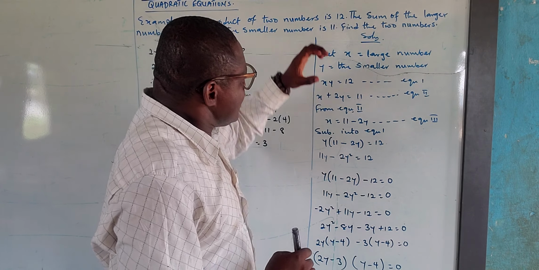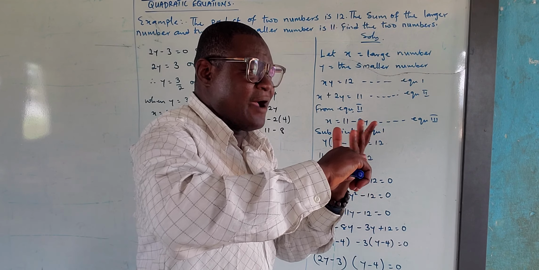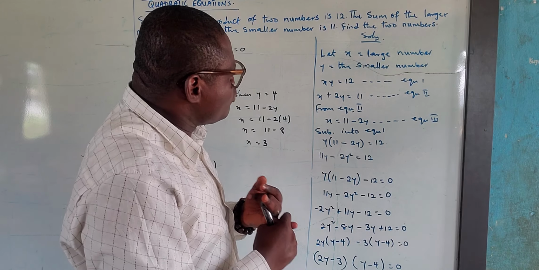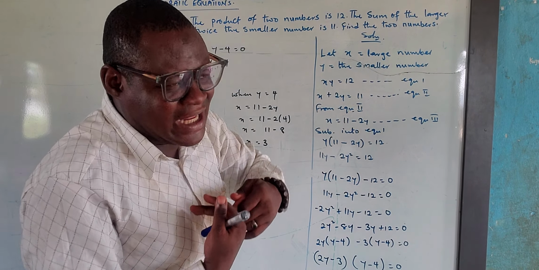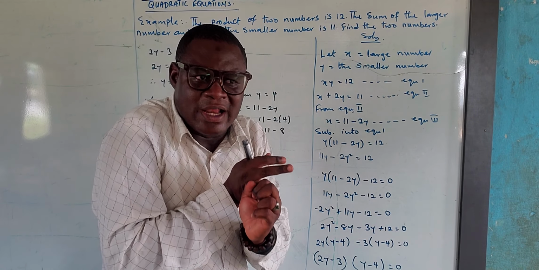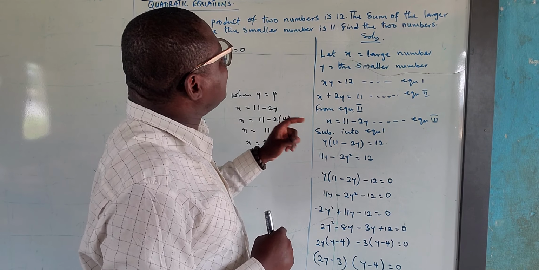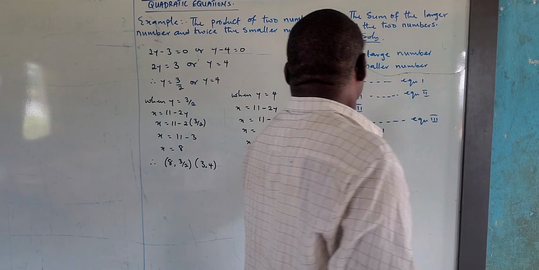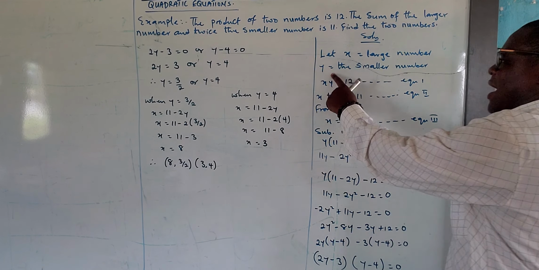Why? Because we have to find the larger number. We don't know the two numbers. We have to find the larger number, and likewise the smaller number. Now, the larger number, we make it x, and the smaller number, we make it y.